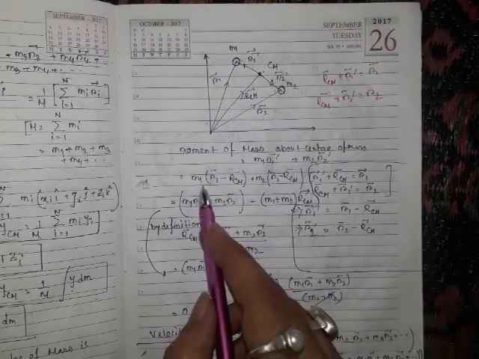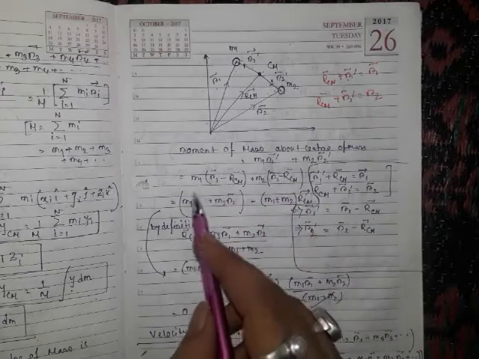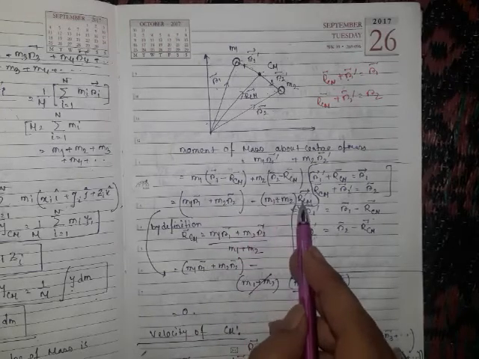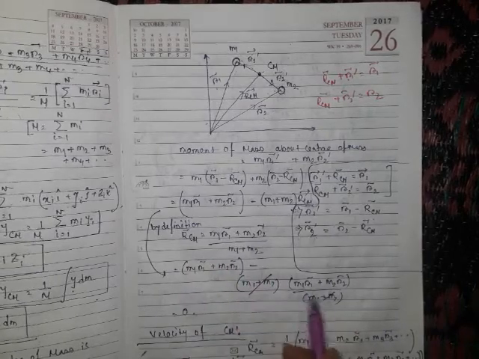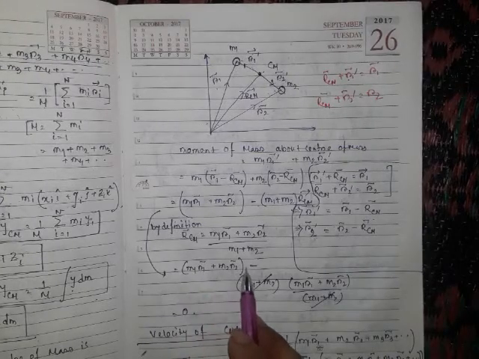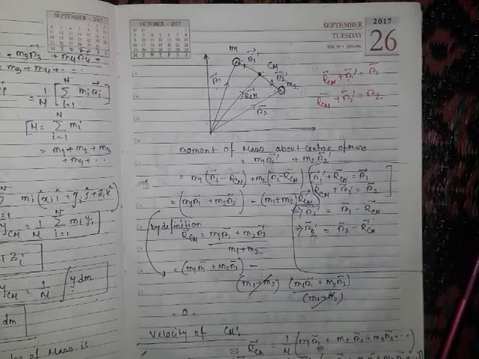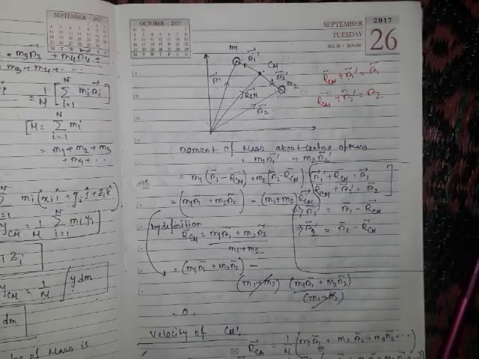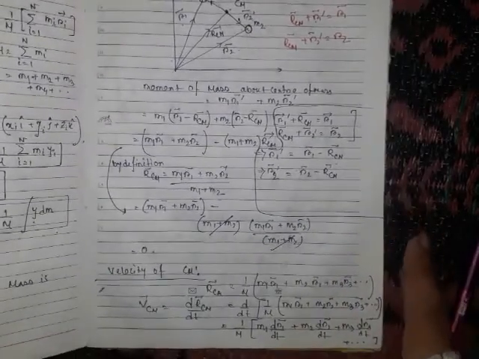So just put here m1 (r1 minus r_CM) and m2 (r2 minus r_CM). Just rearrange these things: m1 r1 plus m2 r2 minus (m1 plus m2) r_CM. Now from the definition of r_CM, that is (m1 r1 plus m2 r2) by (m1 plus m2), just put it here, m1 plus m2 will cancel, and m1 r1 plus m2 r2 minus m1 r1 plus m2 r2 will give you 0. So that is the confirmation of our second definition, that the moment of mass about the center of mass is 0.